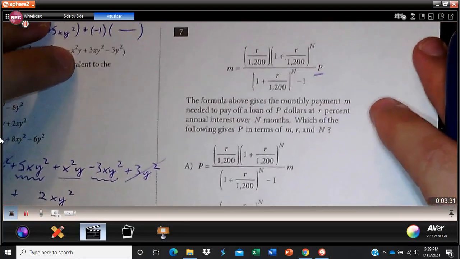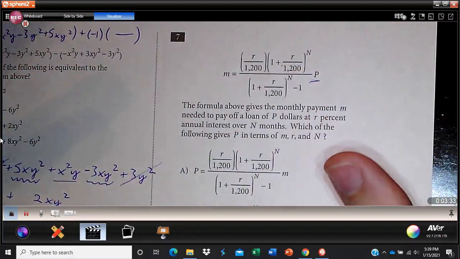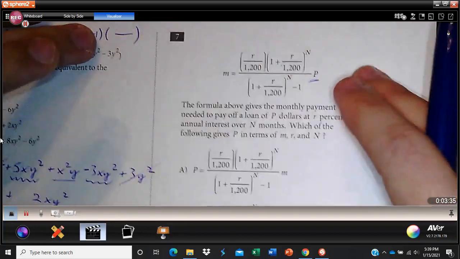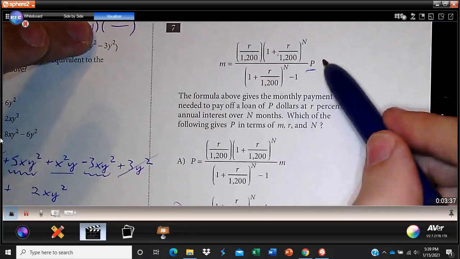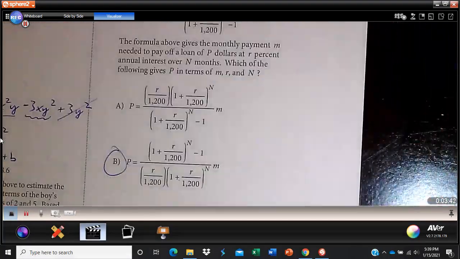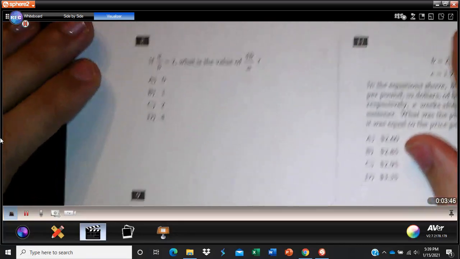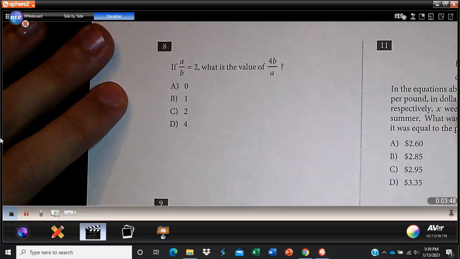Do not freak out over this, because this was a pretty massive equation, but it turns out that it's just something times p, and we know how to undo that. So it just looks scary on initial notice. So going to the next problem, we have 8.